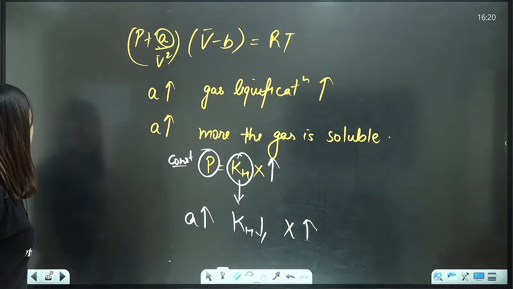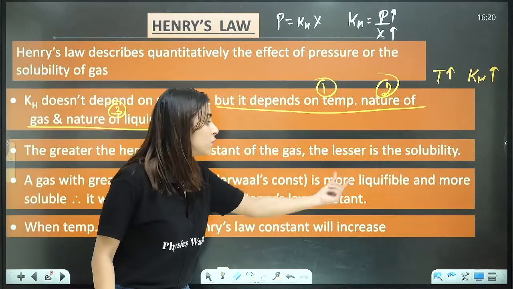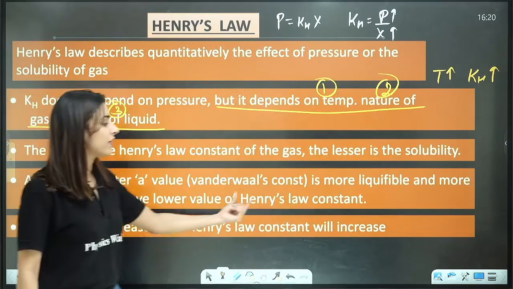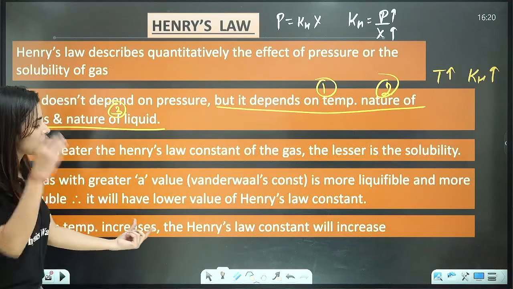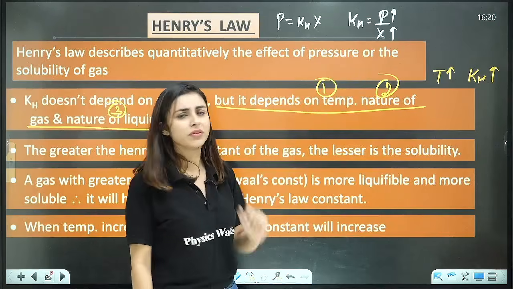Perfect. Revise this, my dear students. A gas with greater A value, van der Waals constant, is more liquefiable and more soluble. It will have lower value of Henry's law constant. When the temperature increases, the Henry's law constant will increase.